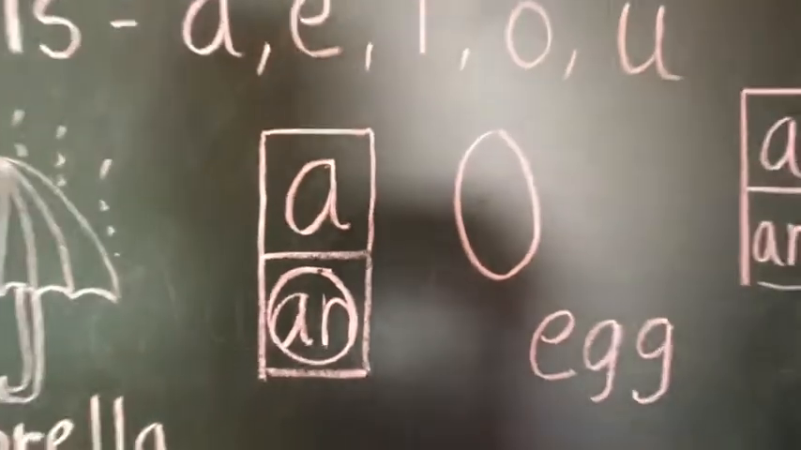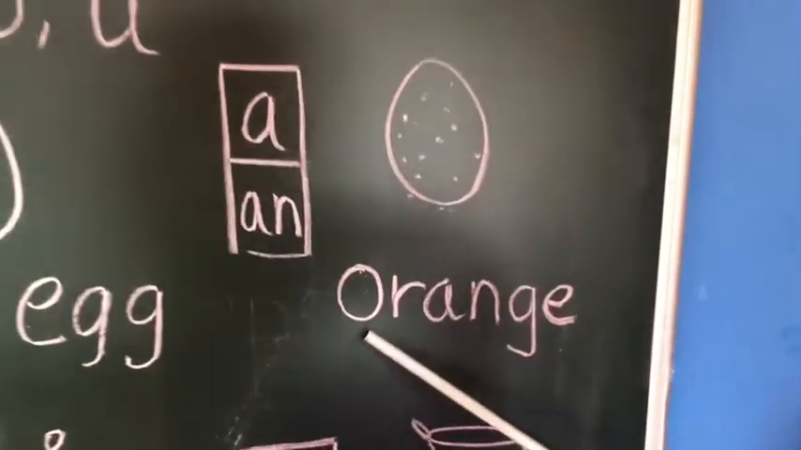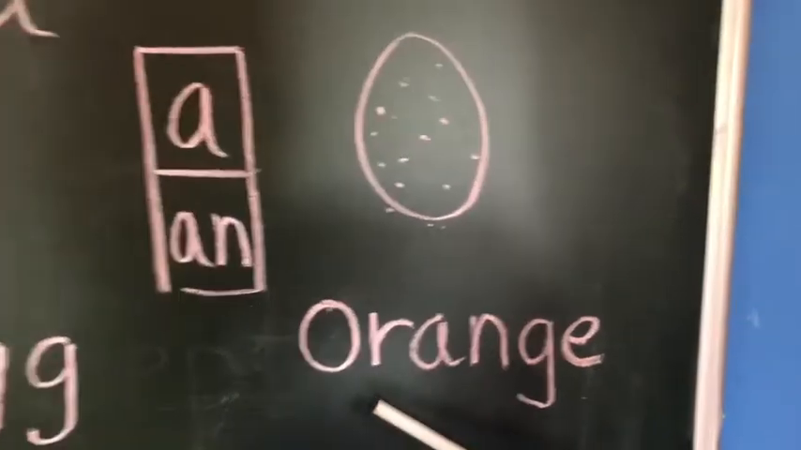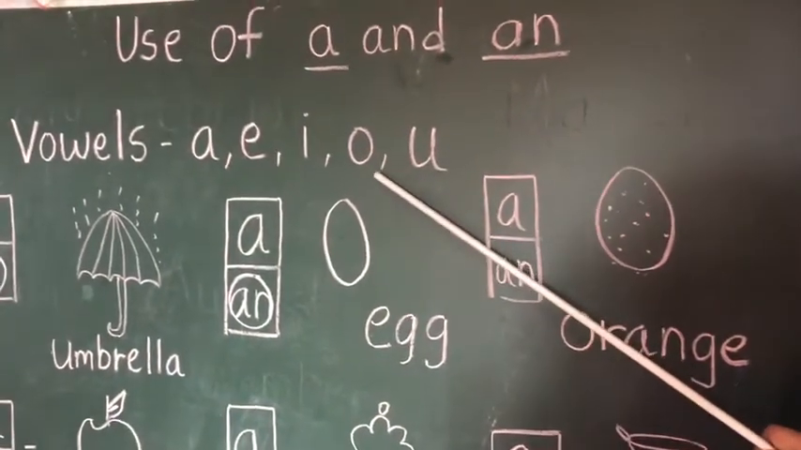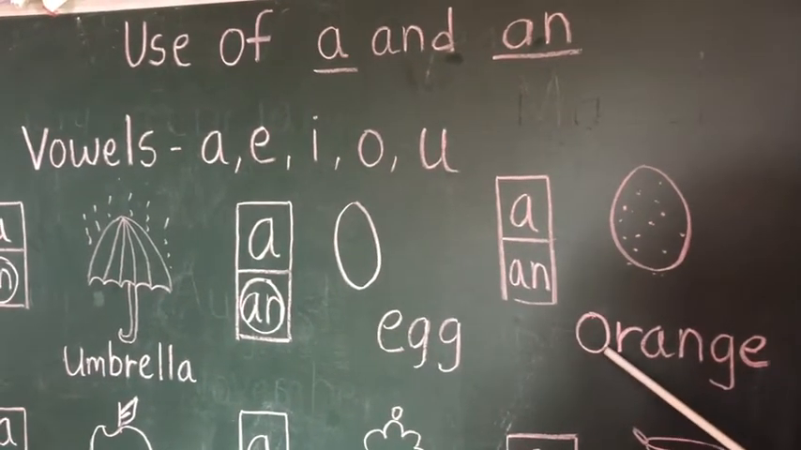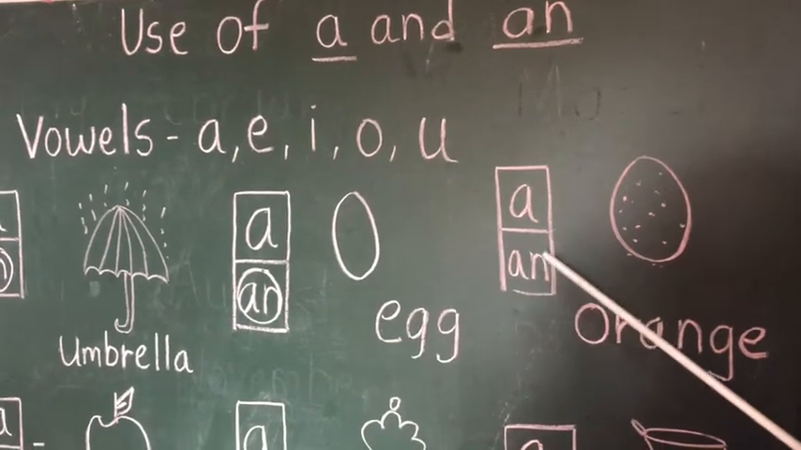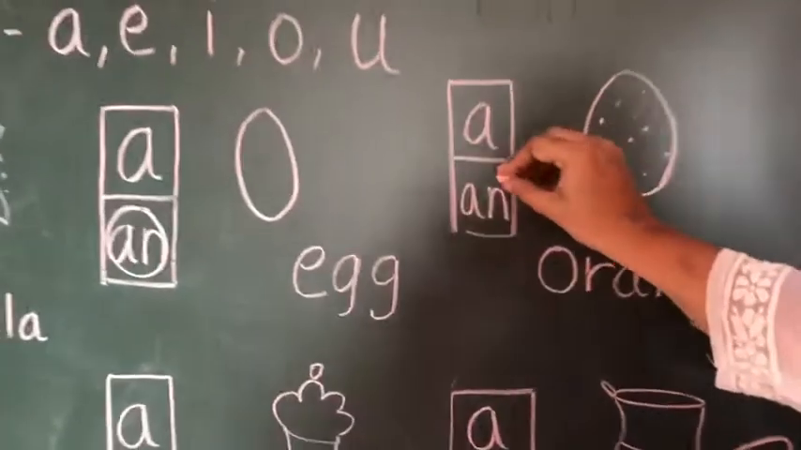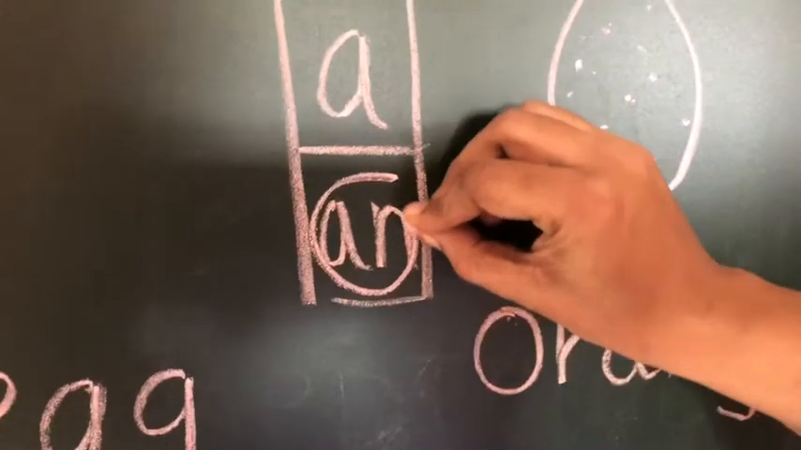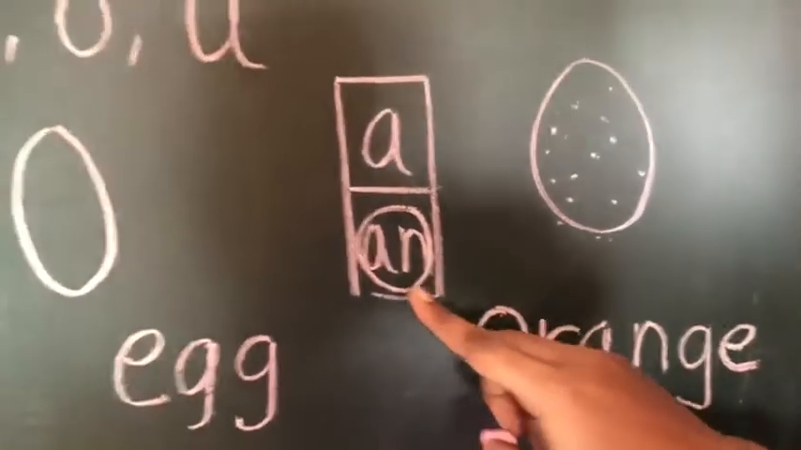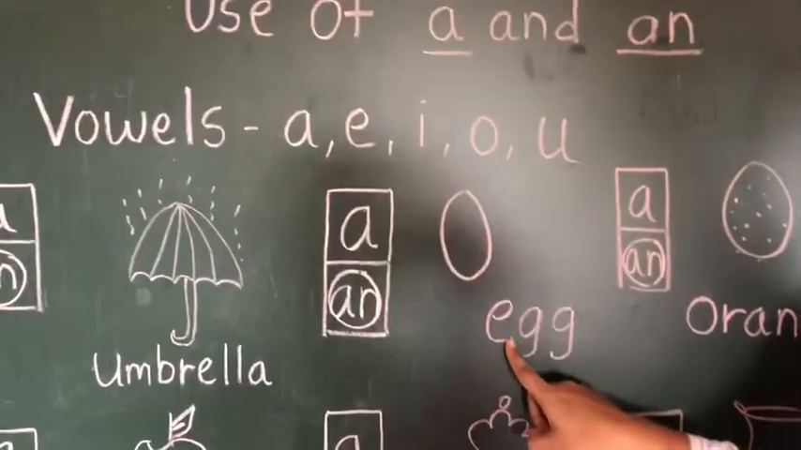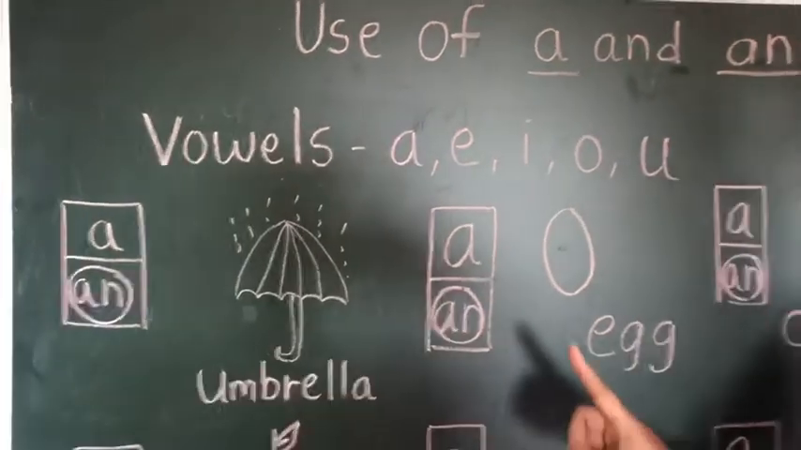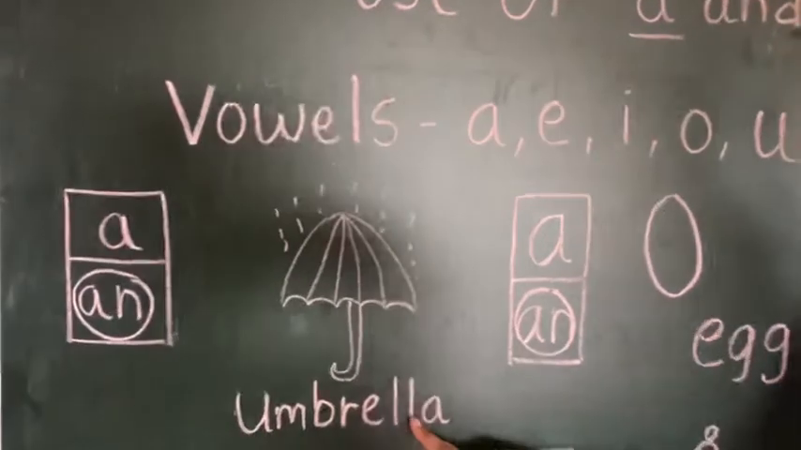Now again see, which word is this? This is an orange. Always remember it is O. See, this is a vowel O. Then if it is a vowel, then always what will come, a or an? Yes, an will come. Correct you are. See, this is an. Always what we say? An orange, an egg, an umbrella. We don't say a umbrella. It is wrong. Okay.